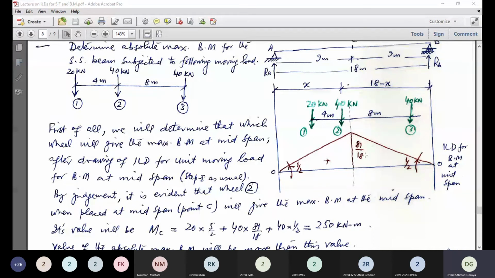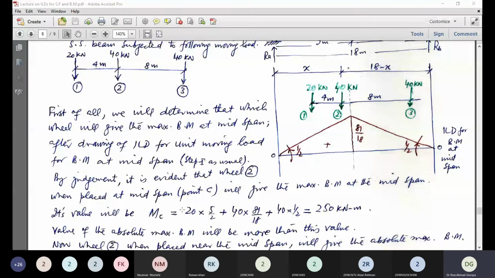So the ordinate at the midpoint is the product of these two, 9 and 9, 81, divided by the total span. So for this ILD and this loading, it is very convenient to judge that wheel 2 will give the maximum bending moment when placed at the midspan. By judgment, it is evident that wheel 2 when placed at the midspan will give the maximum bending moment at the midspan. Its value will be 20 into 5 by 2.